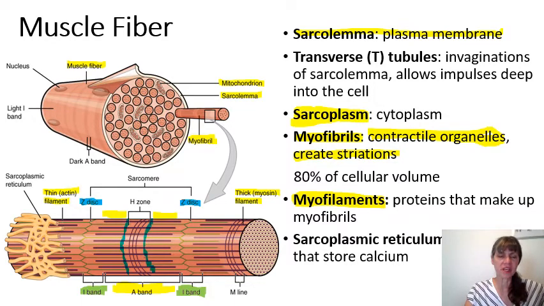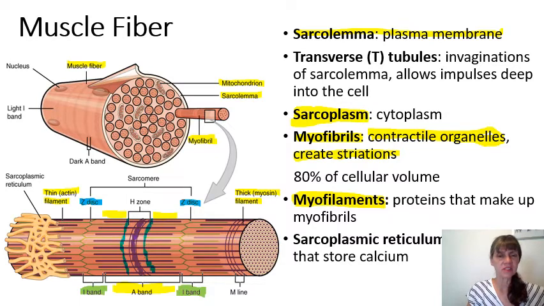In the H zone, and something that's not shown on this picture, is a middle area referred to as the M line. So right here in the middle, that is the M line. The M line is in the middle of the A band. The actin and myosin are so arranged that the filaments can slide inward towards the H zone for contraction to occur.